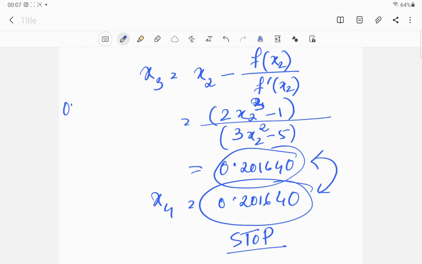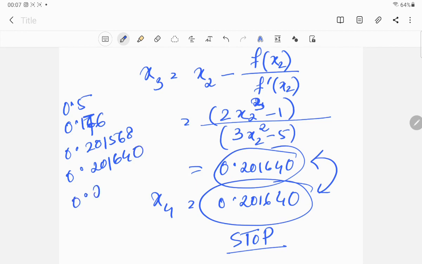So when it was 0.5, then it was 0.176, then it was 0.201568, then it was 0.201640, then again 0.201640. See, here it stopped changing, so you can just stop here, no need to go further. In this way you can solve equations by finding approximations to the roots of the equation using the Newton-Raphson method.